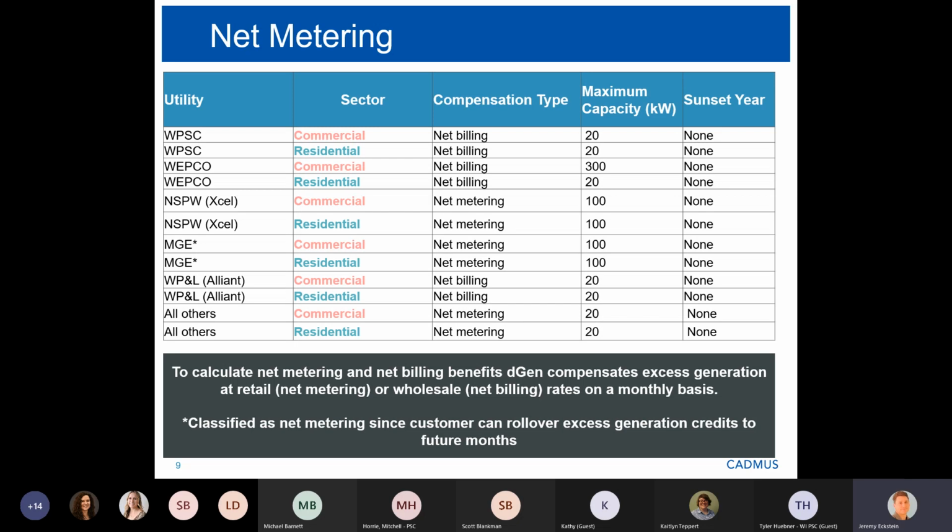Are there any further questions on this slide? I see a hand up. Is that Scott? Yeah, this is Scott Blankman, Clean Wisconsin.